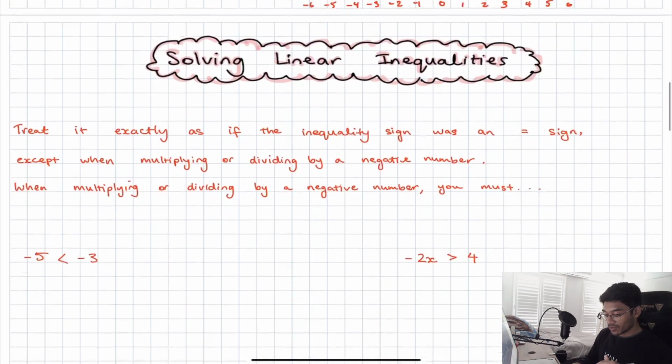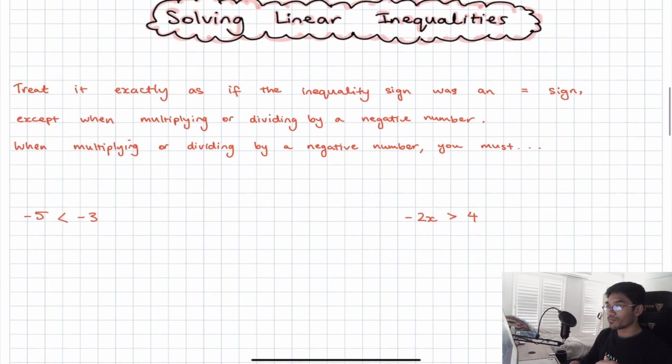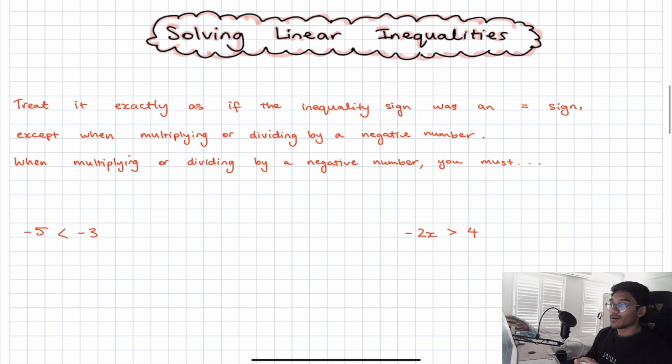But now we're also going to be talking about solving linear inequalities. So the way we solve linear inequalities is the same way that we did linear relations. So we're going to treat it exactly like before. We're going to treat our inequality sign, so greater than, less than, or less than or equal to, as if it's an equal sign. And the only time we're going to treat it differently is when we're multiplying or dividing by a negative number.